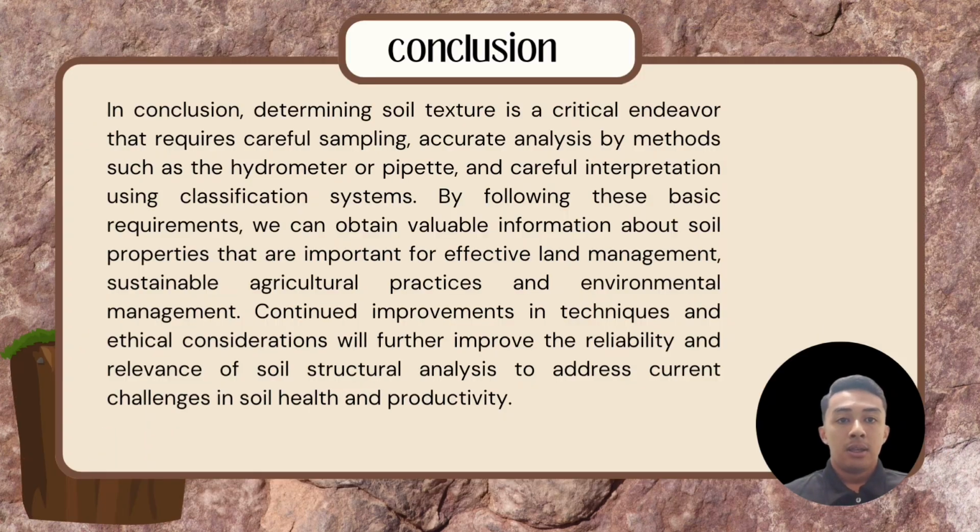Next, in conclusion, determining soil structure is a critical endeavor that requires careful sampling, accurate analysis by methods such as the hydrometer or pipette, and careful interpretation using classification systems. By following this basic requirement, we can obtain valuable information about soil properties that are important for effective land management, sustainable agriculture practice and environmental management.